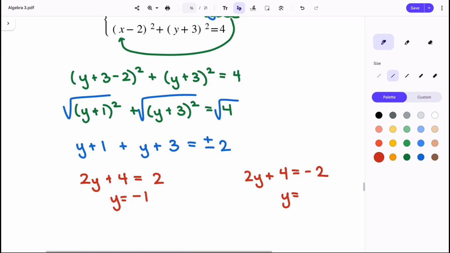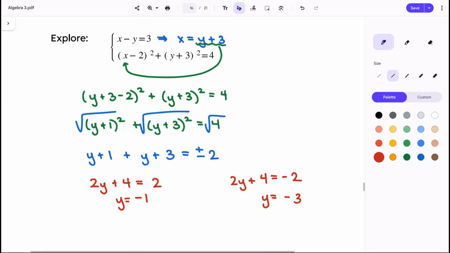I think you're right, but it would be negative 3, because you'd subtract the 4 and divide by 2 and you get negative 3. Okay, so those are my 2 possible y values, but now I got to plug those back in and try to find my x values. So I would just go back to your original, like up here maybe, or even this one. I would use the x equals y plus 3 because that's easier to think about.